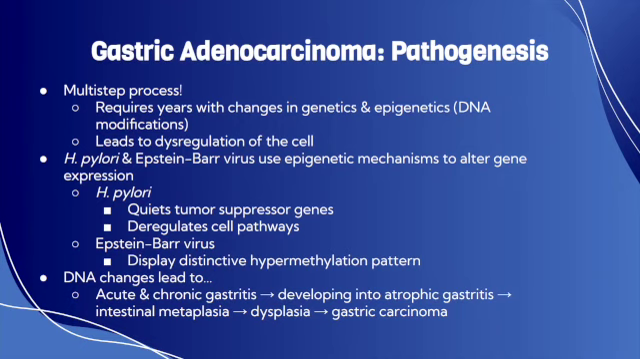DNA changes lead to acute and chronic gastritis, developing into atrophic gastritis, intestinal metaplasia, dysplasia, and gastric carcinoma.